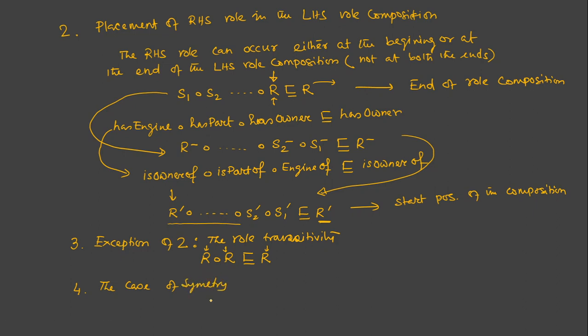And here we can have one inclusion like R inverse is a subclass of R, right? And if you want to make it symmetric, R is also a subclass of R inverse, right? So these are allowed to allow the case of symmetry, right?